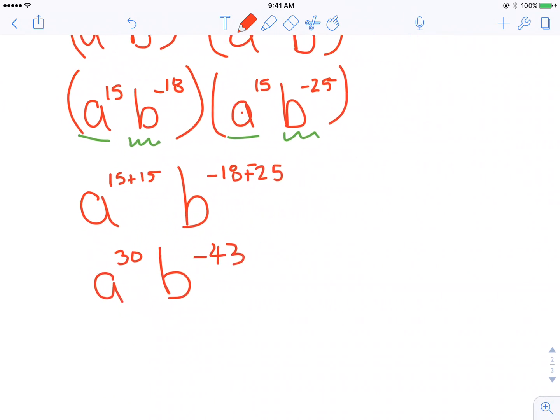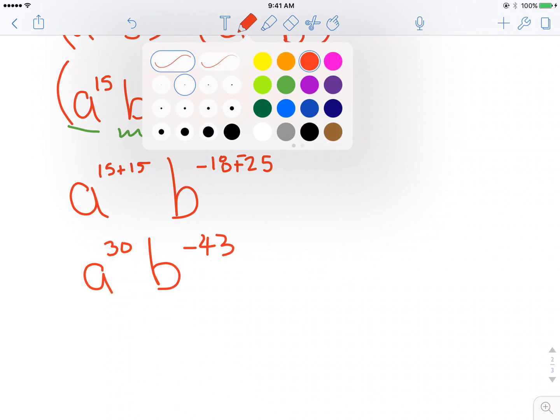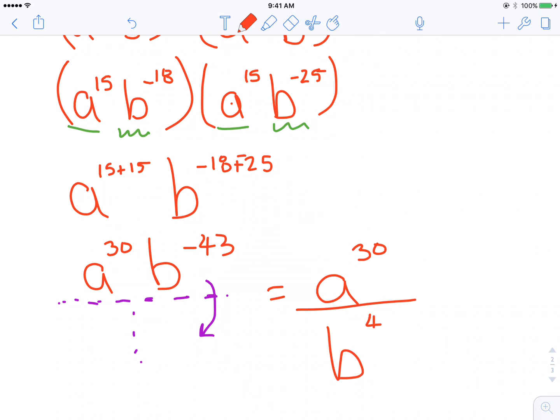So there's my answer, but I have a negative exponent. Remember that the rule is put it in the bottom or the opposite part of the fraction. There's my fraction over 1. So I'm going to move this b to the negative 43 to the bottom. This is going to become a to the power of 30 over b to the power of 43.